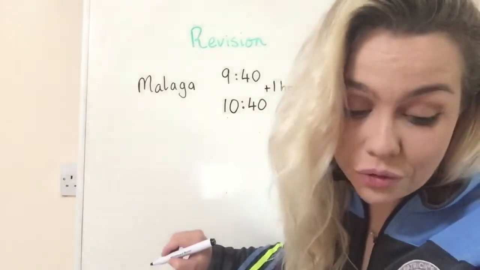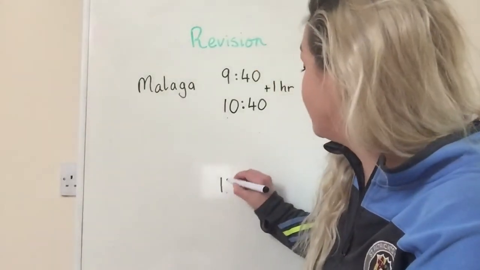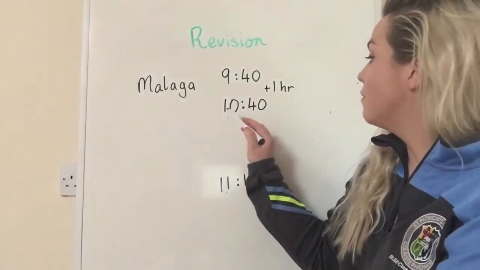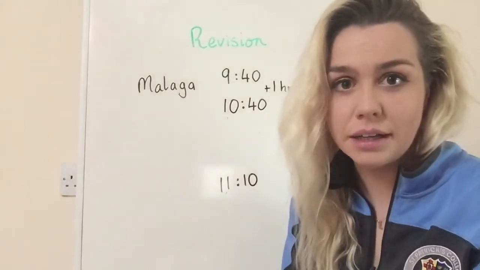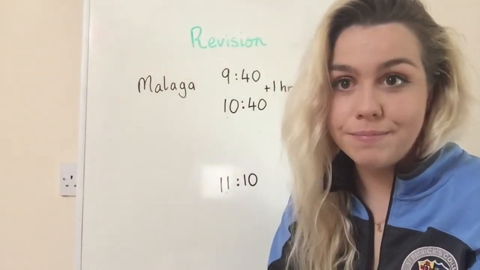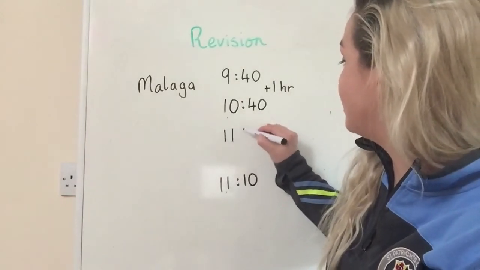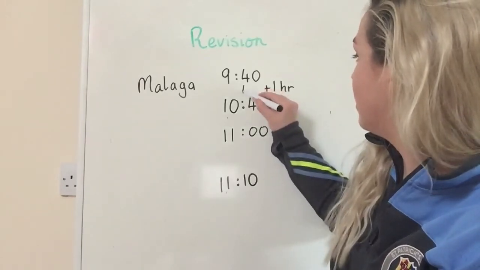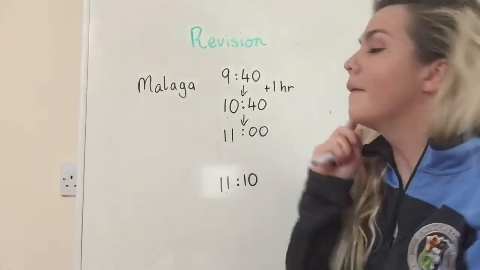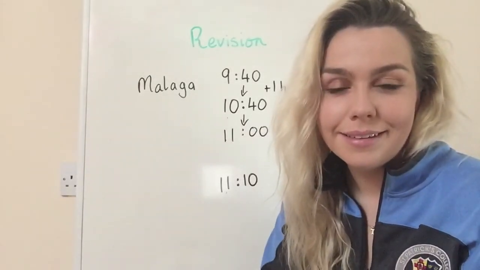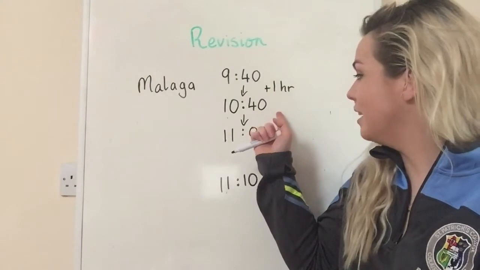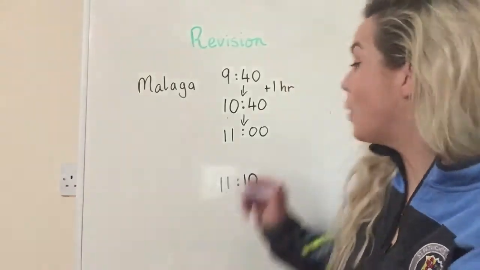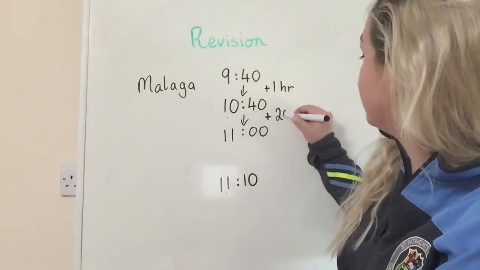And all the way down here, we know that they arrive in Malaga at 11:10. But we need to get to 11:10. So we need to figure out how much. Now, to get from 9:40 to 11 o'clock, how many more do I need to add on? If I want to get to 11 o'clock from 10:40, okay, have you had a think? If I want to go from 10:40 to 11 o'clock, how many more minutes do I need to add on? Another 20 minutes. So plus another 20 minutes.